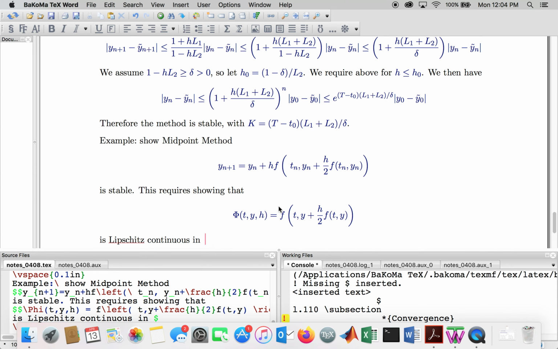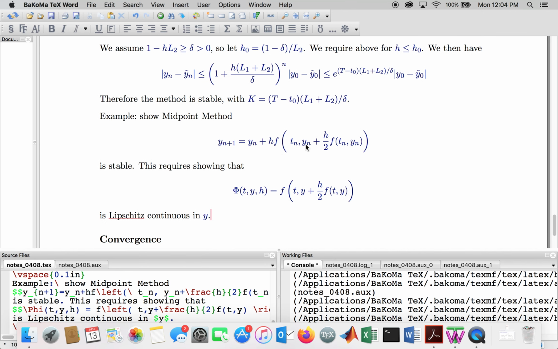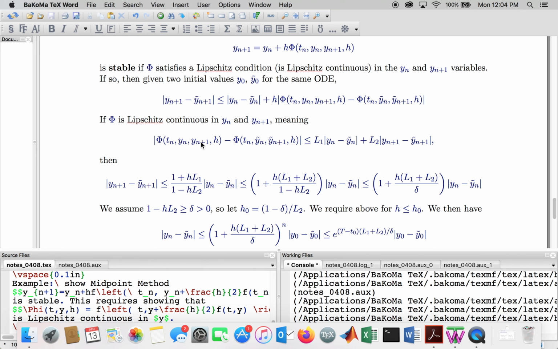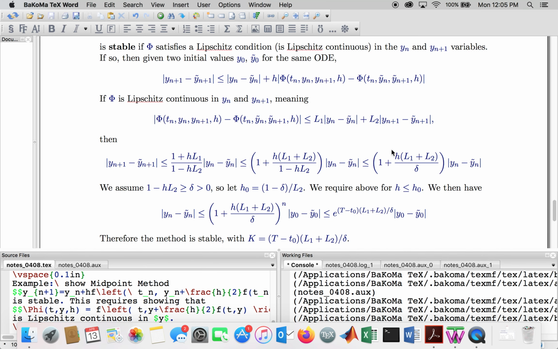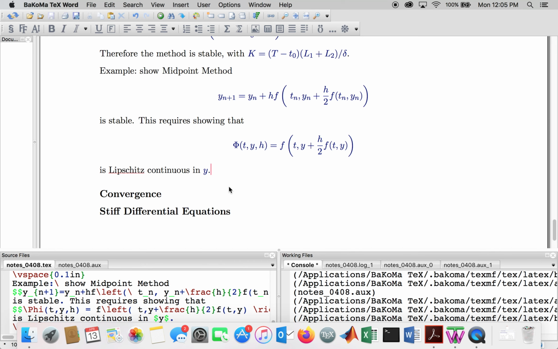Now, this is an explicit method, so it doesn't depend on y_{n+1}. So there's no need to show continuity in an argument that doesn't exist, because it's trivially true: the difference in values with respect to that variable, if it's not included, would be 0. Any change is accounted for in this variable. There'd be no change to account for over here. So a Lipschitz constant of 0 would work in that case. So we have to focus on this one variable.